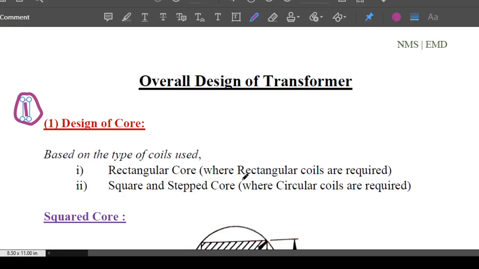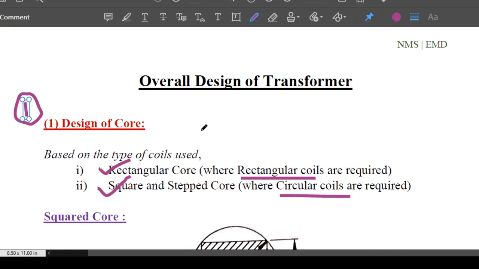Now we know that there are two common types of coils which we already dealt with: rectangular coils, and another one is circular coils. When you require rectangular coils to be used, we'll go for a rectangular core. When we require circular coils, we'll go for a circular core, or we'll also move to a stepped core in quite short time. Now we all know what a rectangular core is, which I already discussed in the introduction class. So I am directly moving on to the square core.